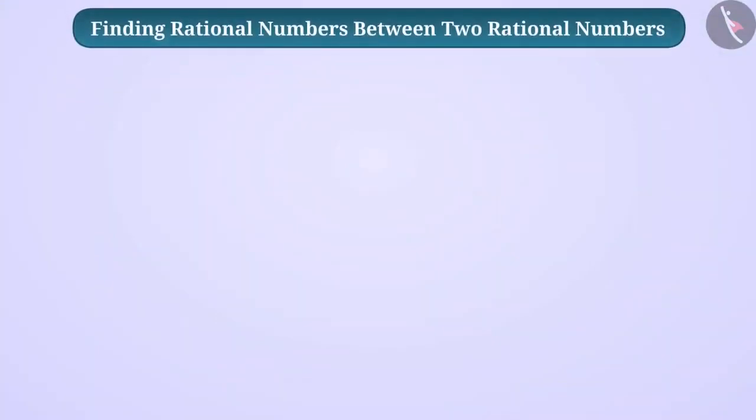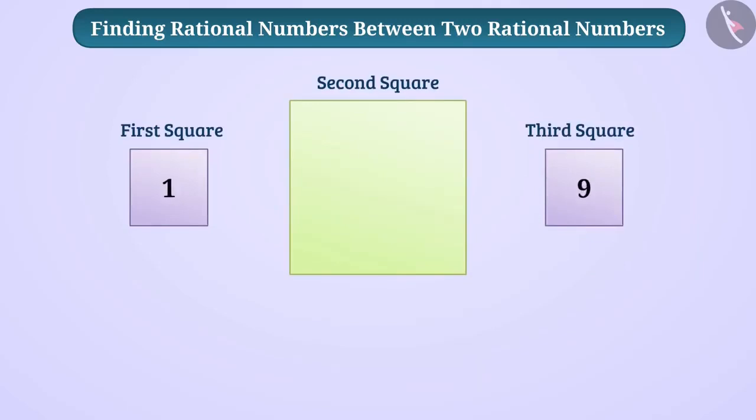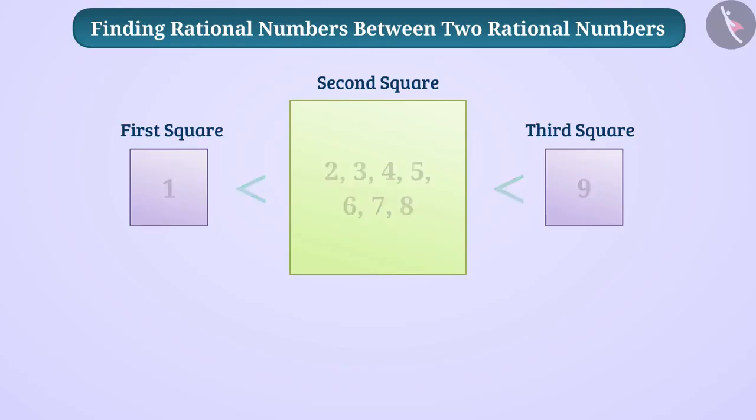Let's play a game. In this game, we will take 3 squares. Only one number can be written in the first and third square, whereas in the middle square, many numbers can be written. The rule of this game is that only those numbers can be written in the middle box whose value is more than the number written in the first square, but lesser than the number written in the third square. Means the value of numbers in the second square must be between the value of numbers in the first and third squares. So, let's start the game.